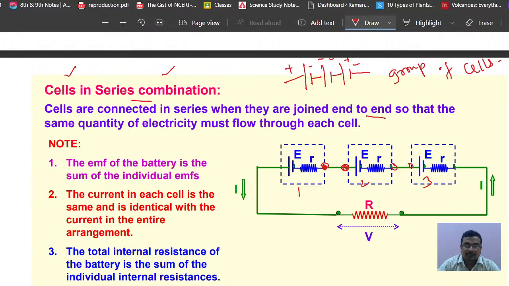So end to end connection of cells is called cells in series, so that the same quantity of current must flow through each cell. Now the EMF of a battery is the sum of the individual EMFs. The current in each cell is the same and identical with the current in the entire arrangement. The total internal resistance of a battery is the sum of the internal resistances.